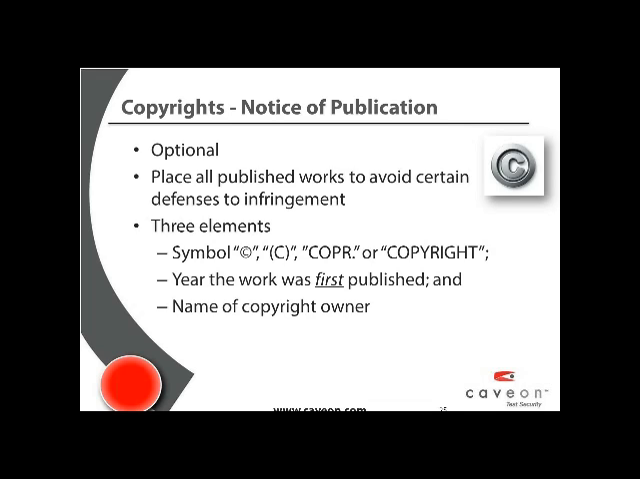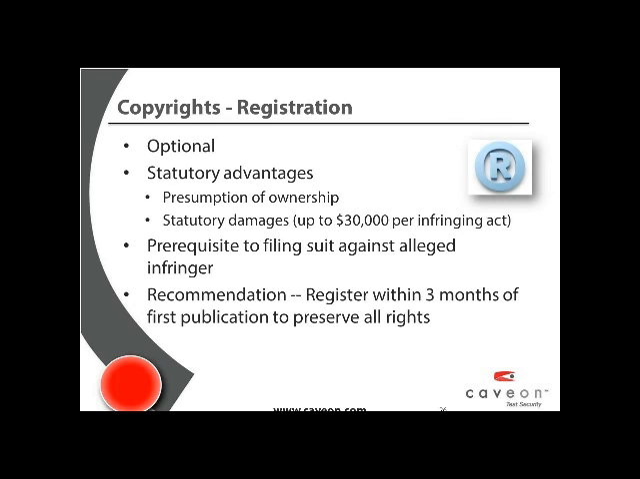It has three elements: the copyright symbol, the year the work was first published, and the name of the copyright owner. So here it's copyright symbol 2014 Ken Horton. That way, people are put on notice that this is your copyrighted work, and we'll say why that's an advantage later. But it is so simple to do. You put it on packaging, you put it on everything else, just drop it in there.